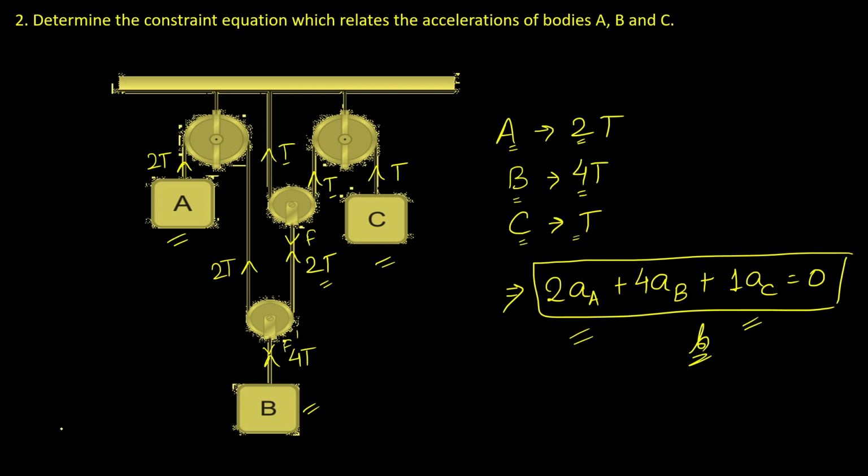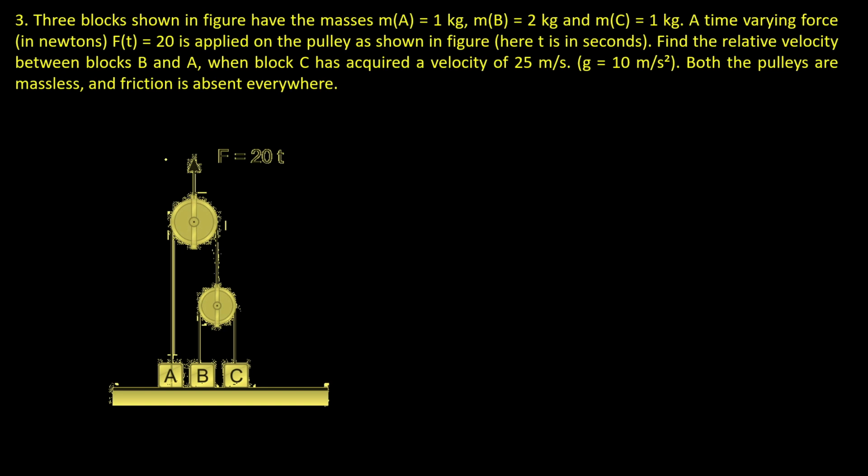Now let us move towards the next question. Now let us solve the third question. So the question is: 3 blocks shown in the figure, A, B and C, have the masses mA as 1 kg, mB as 2 kg and mC as 1 kg. And a time varying force in newtons, F(t) equals 20t, basically it must be 20t over here, is applied on the pulley as shown in the figure, and t is in seconds. Find the relative velocity between blocks B and A. Like we need to find the velocity of B with respect to A.